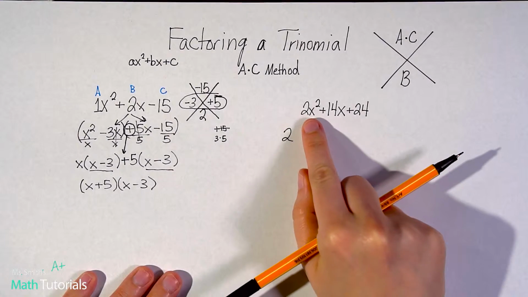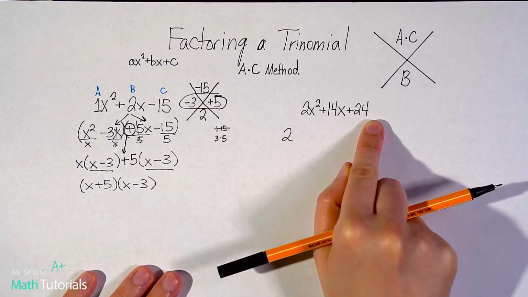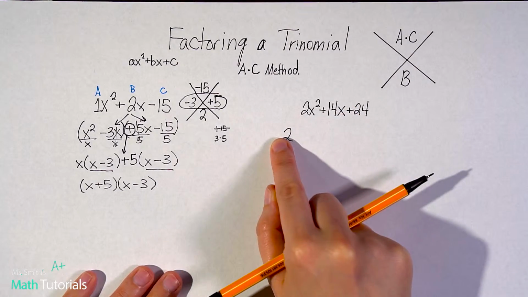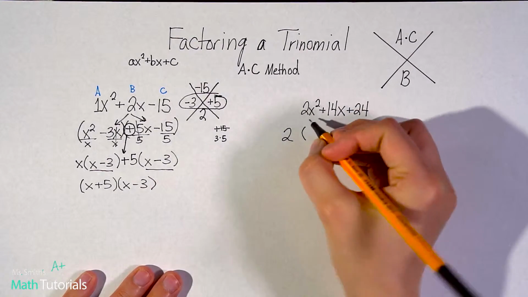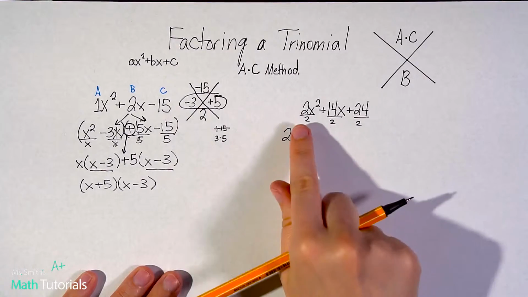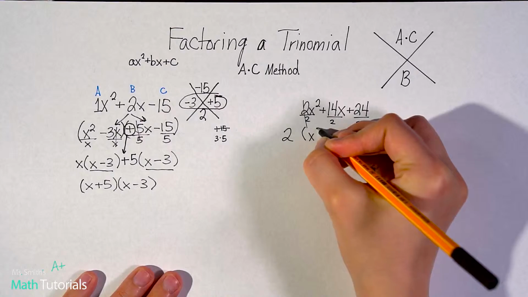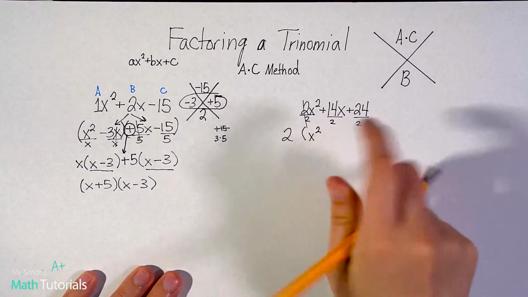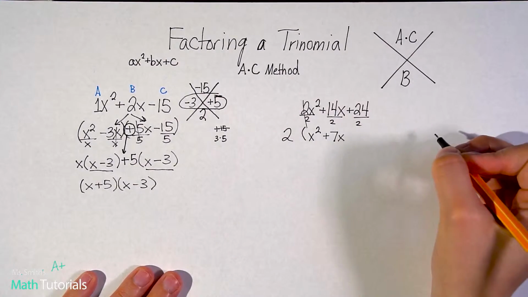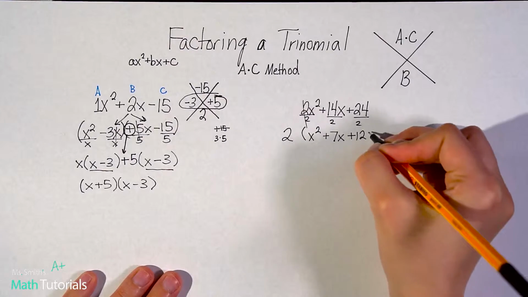Can I factor an x out? This one's x squared, that one's x. This one has no x, so no. I cannot factor an x out. All right, just a 2. So let's factor that 2 out. Let's divide it out and see what we have left. All right, so 2 divided by 2, that would cancel, and so I would just have x squared. 14 divided by 2, that'd be positive 7, and then I'd have my x left. 24 divided by 2, that would be positive 12.